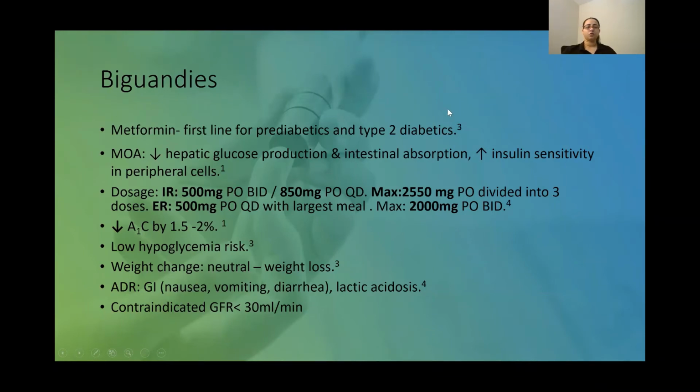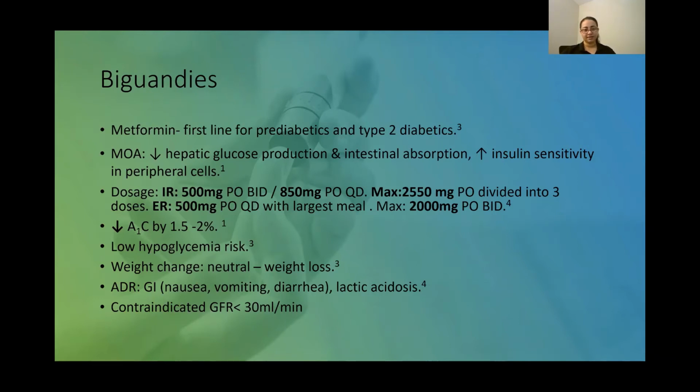Okay, now to our drug classes. We have biguanides, which include metformin. It's a first line for pre-diabetics and type 2 diabetic patients. Metformin decreases hepatic glucose production and intestinal absorption. It also increases insulin sensitivity in peripheral cells.